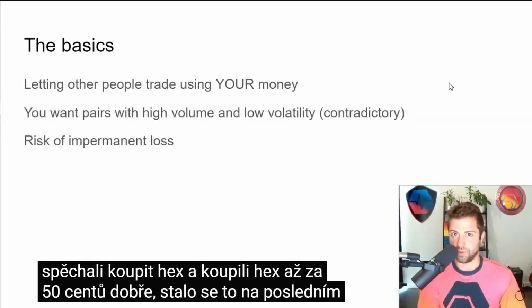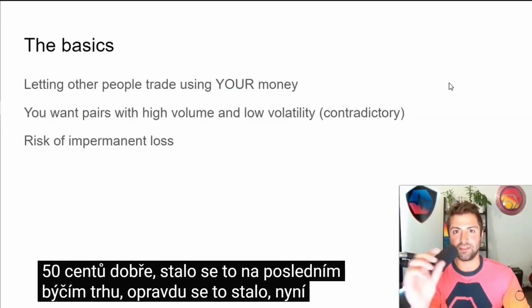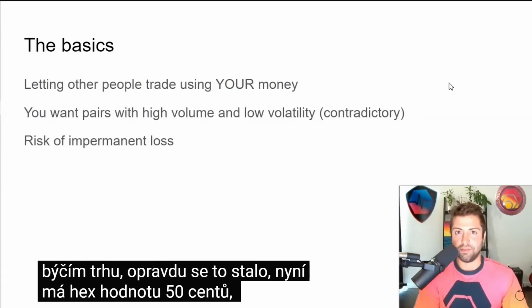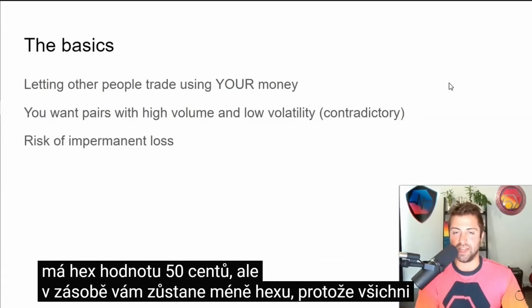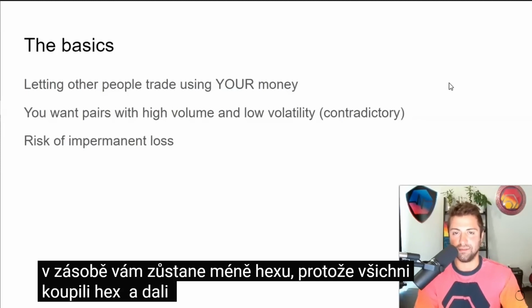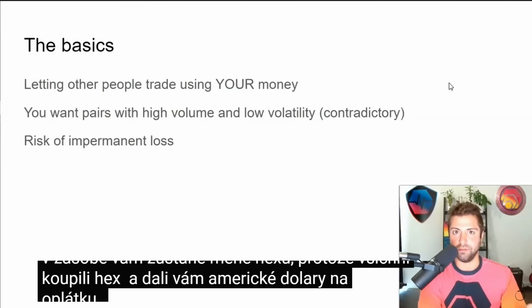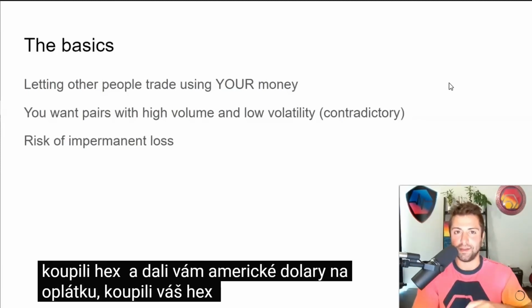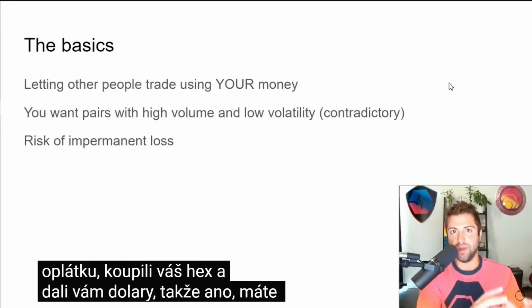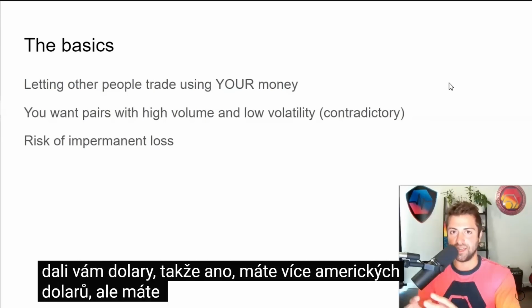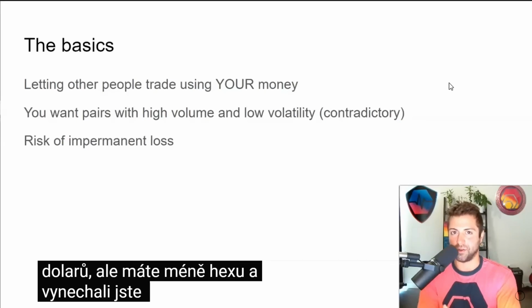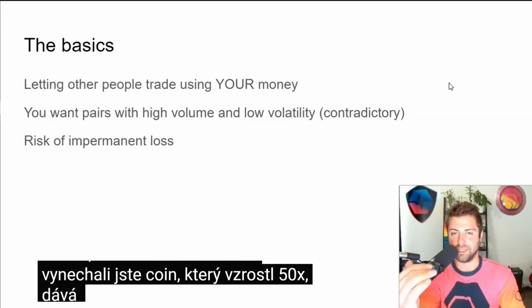That happened in the last bull market. It really happened. Now Hex is worth 50 cents, but you're left with less Hex in the pool because everybody bought Hex and gave you US dollars in return. They bought your Hex, and they gave you dollars. So yes, you have more US dollars, but you have less Hex, and you missed out on a coin that went up 50x. Does that make sense?